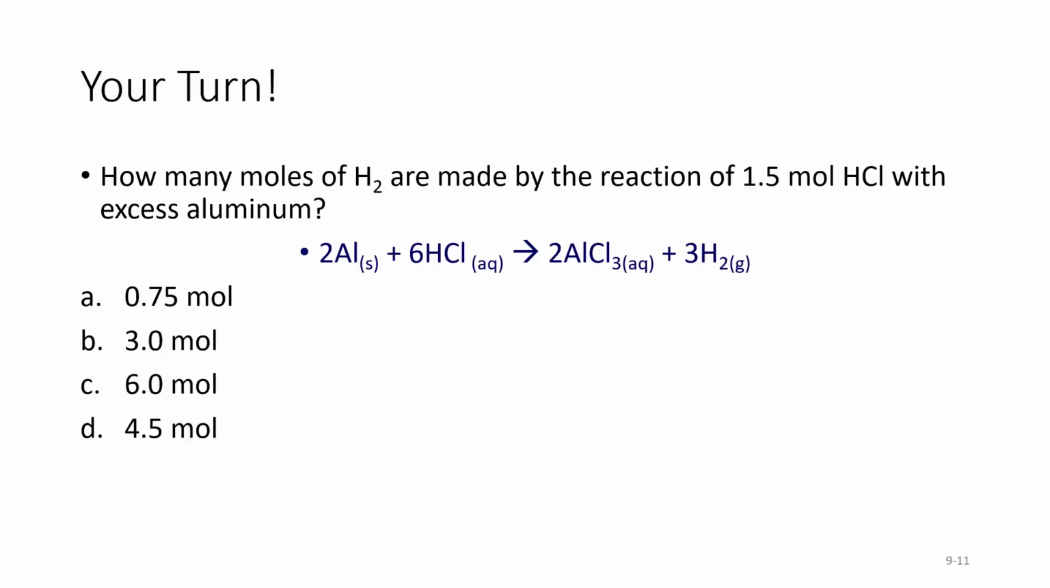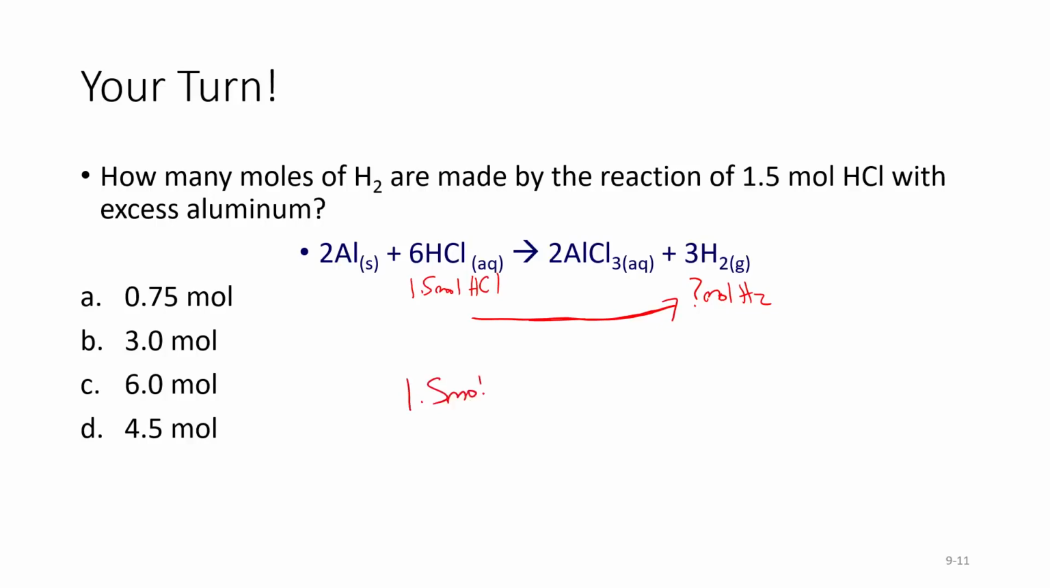Okay, how many moles of H2 are made by the reaction of 1.5 moles of HCl with excess aluminum? So we're saying in this reaction that we have tons and tons of aluminum, so we don't need to worry about how much aluminum is present because we have more than enough. We have only 1.5 moles of HCl, so how many moles of H2 could be produced in this reaction? So we're going in this direction.